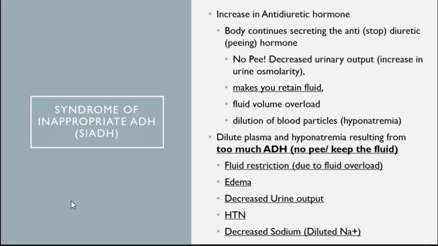Now, the opposite of diabetes insipidus is syndrome of inappropriate ADH. So this is when we have too much antidiuretic hormone. In diabetes insipidus, we don't have any antidiuretic hormone. In syndrome of inappropriate ADH, we have too much of that anti-peeing hormone. So what happens when we have too much ADH? Well, we have too many aquaporins putting fluid into our cells, and we're not peeing. We're anti-peeing. So now we have too much of that, and now we're not peeing at all.